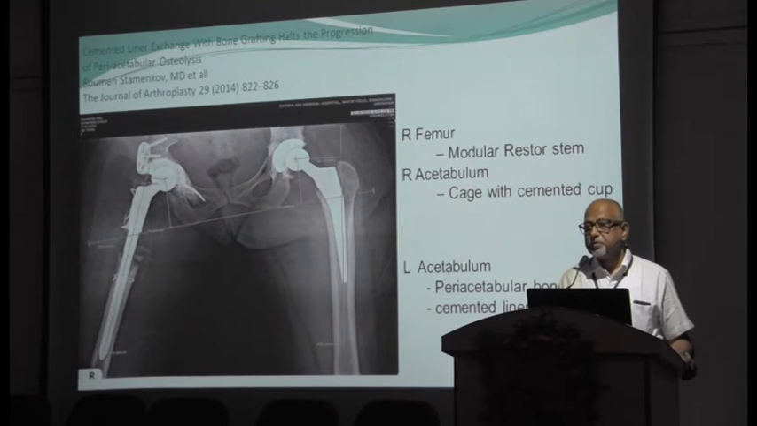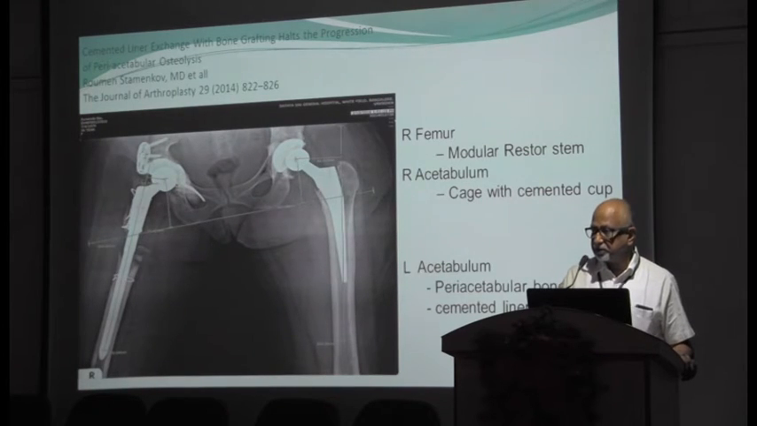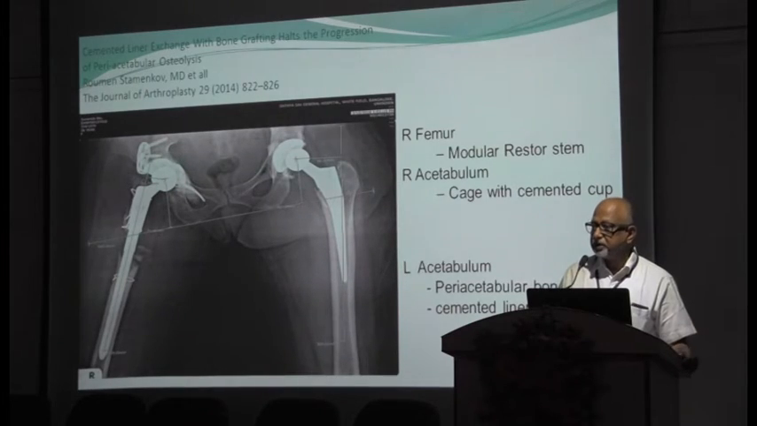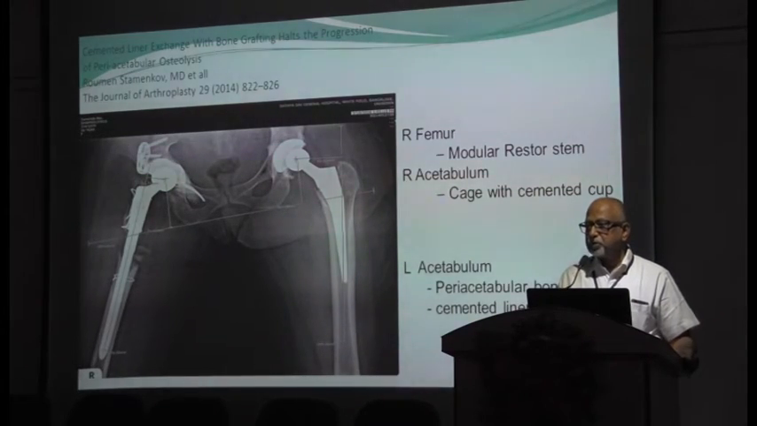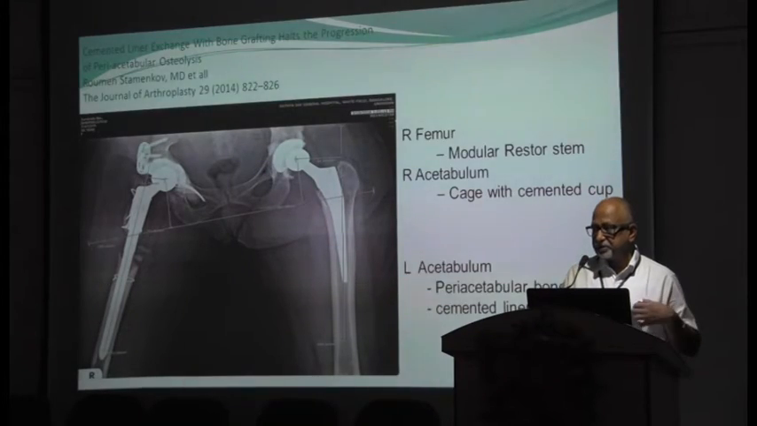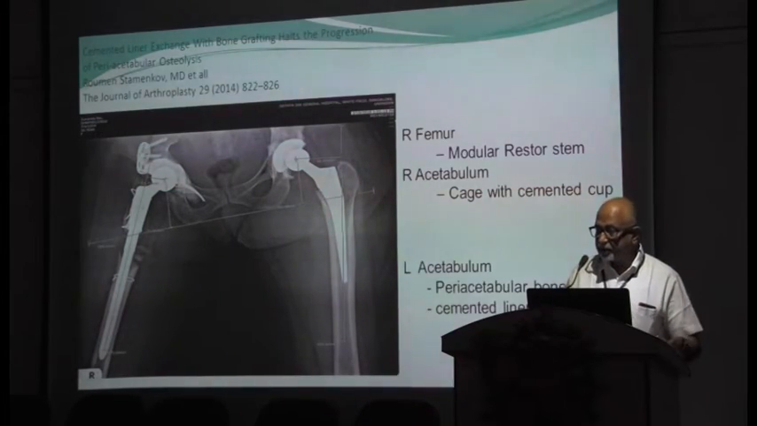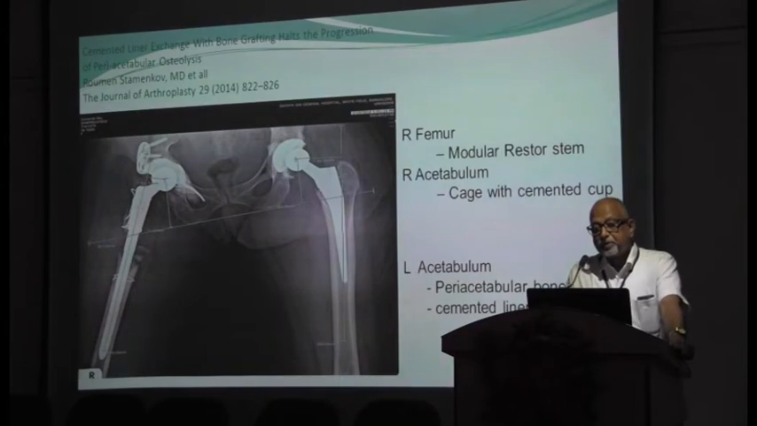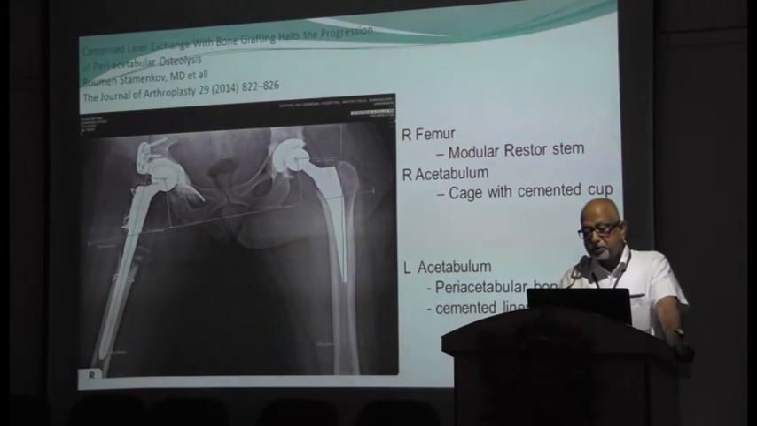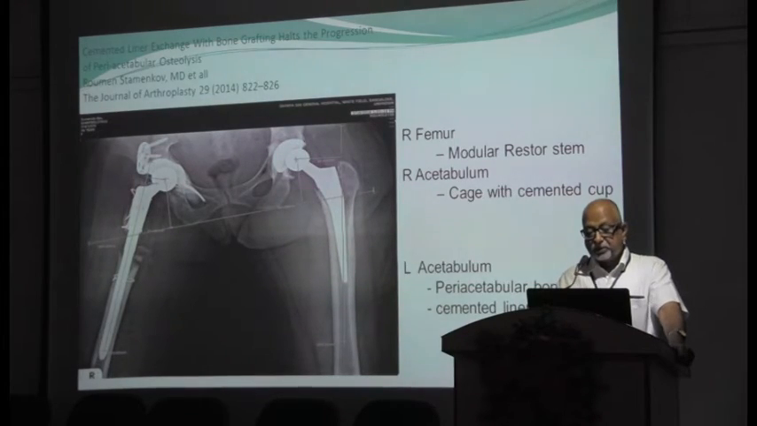Unfortunately, in removing the liner, the clip which holds the liner had broken, and there was no spare clip available on the table. So I had to cement a liner into it, and that resulted in a little bit of extra offset on that side, but the patient is comfortable and walking well now.